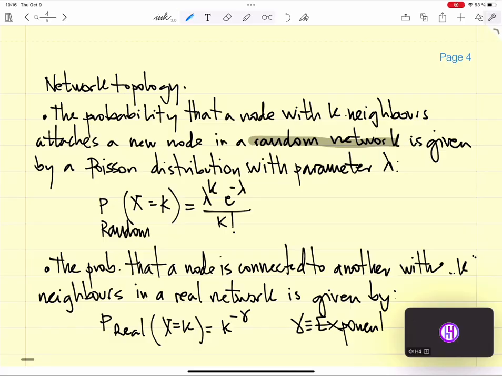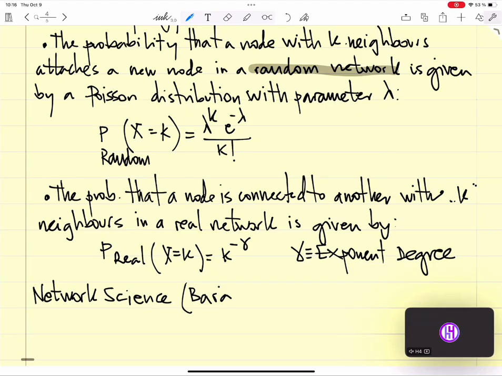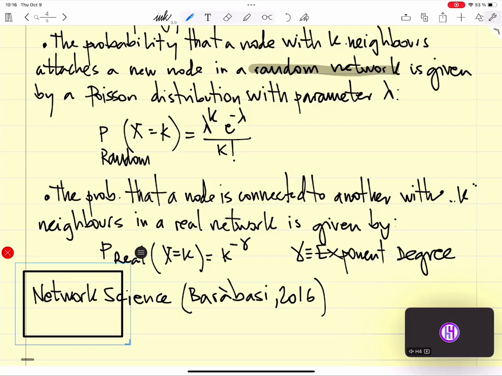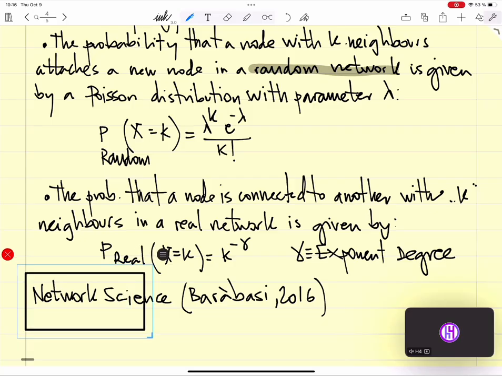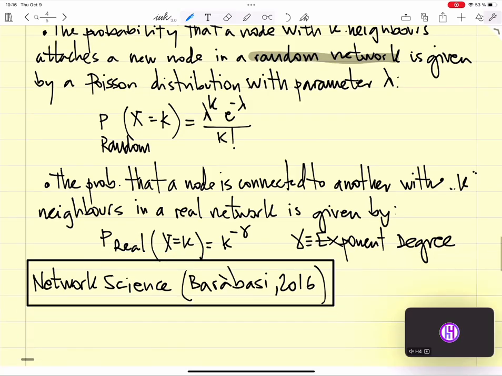Here, if you want to read a very good book about networks, you can go ahead and read Network Science by this author, Barabasi, in 2016. The best book about network science there is, okay? I totally recommend it for everybody because everything in management are networks, but it's outside of the scope of this lecture.